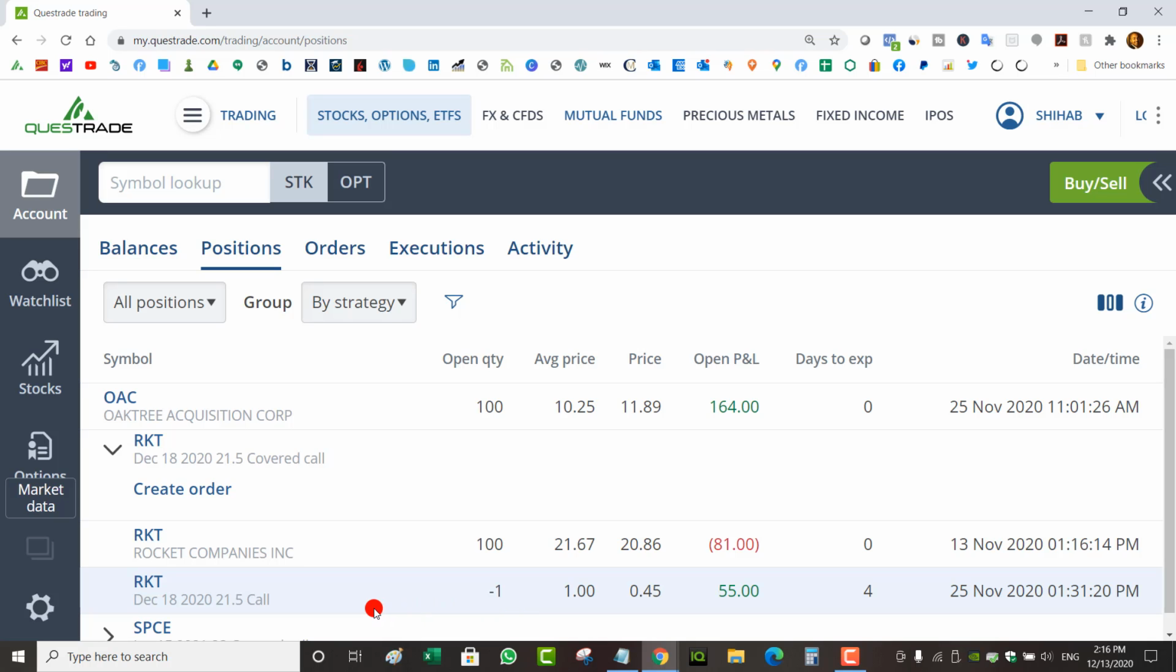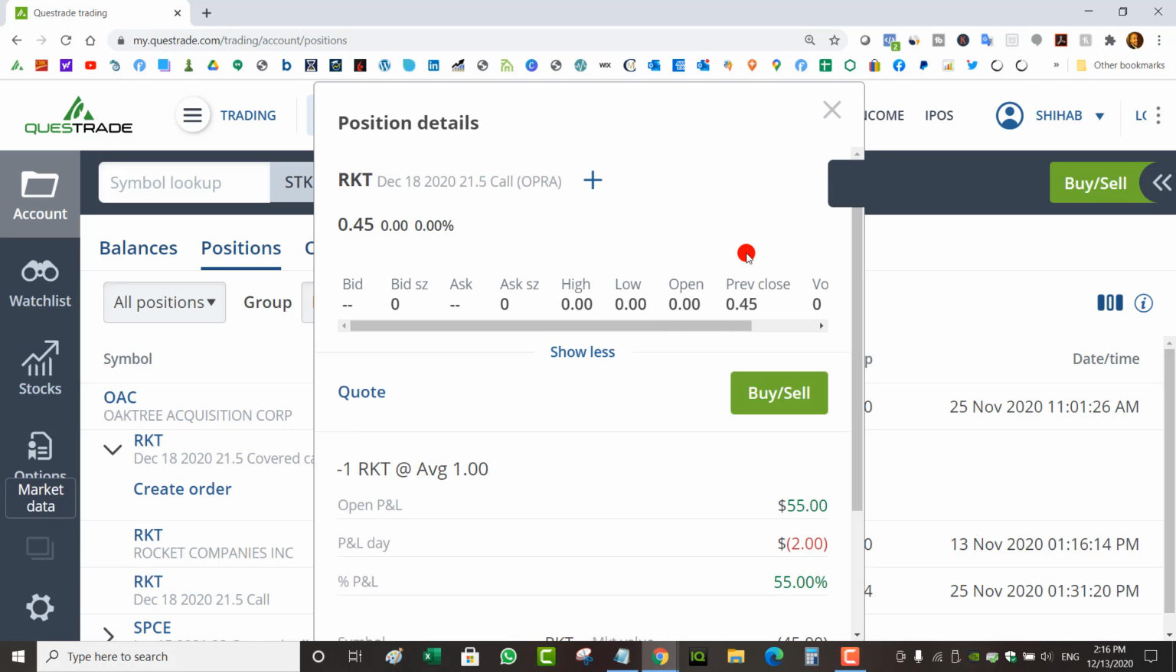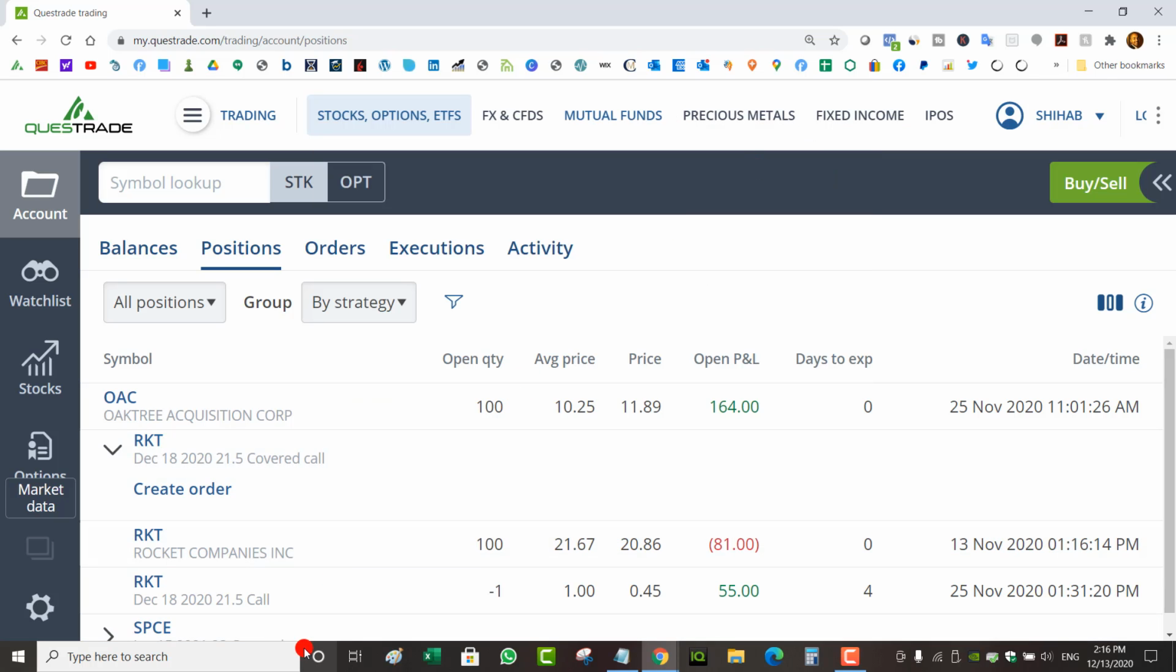I'm not going to wait till it expires completely. I'll buy this one back for maybe a few cents. And then I'll sell another one. Same strike probably. Maybe next week or maybe a month out. I'm not sure yet. I'll probably do 1 month out.